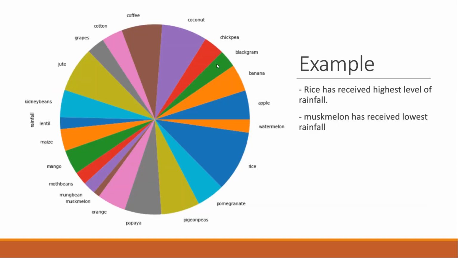For example, in this image you can see that this visualization is created using the crop data set, based upon the rainfall. Rice has received the highest level of rainfall. Just by looking at it, we can understand that rice has received the highest amount of rainfall, which is actually required for the rice crop, whereas muskmelon has received the lowest amount of rainfall. In this way, we can understand the data easily just by visualization. Visualization covers graphs, charts, pie charts, histograms, etc.